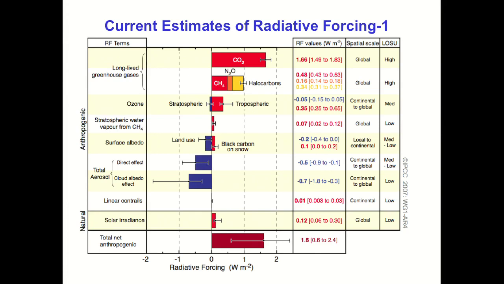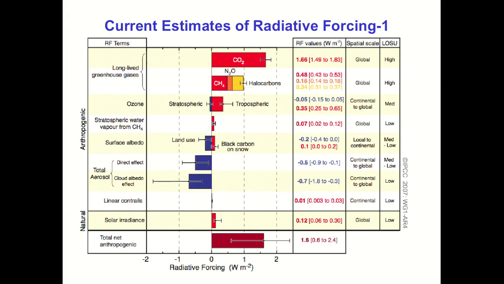So, how do we look at estimates of radiative forcing? Well, what we tend to do is we list all the radiative forcing terms that we think are important. We split them between anthropogenic and natural components. So let's have a look at the main anthropogenic ones. And of course we're comparing this radiative forcing to pre-industrial times, usually.